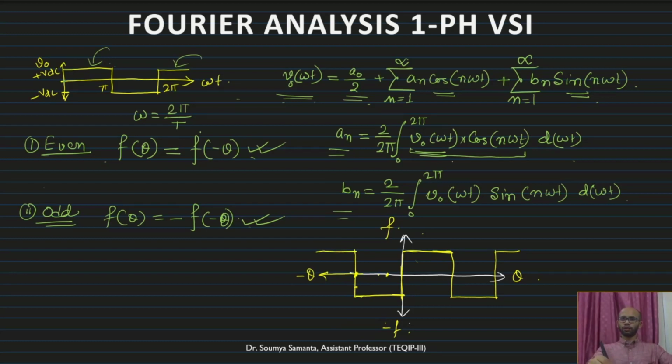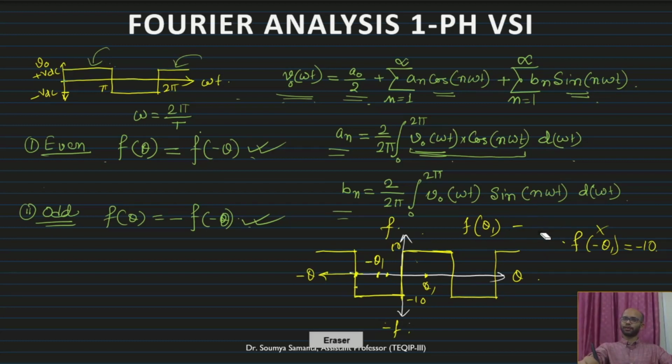Now suppose this is theta 1, and this is minus theta 1. What is the f of theta 1 value? Suppose this is 10, and this is minus 10. So we are getting 10. What is the f of minus theta 1 value? This is minus 10. Are they equal? No. So does this waveform possess even symmetry? No. So what else? Let us check the odd symmetry here.